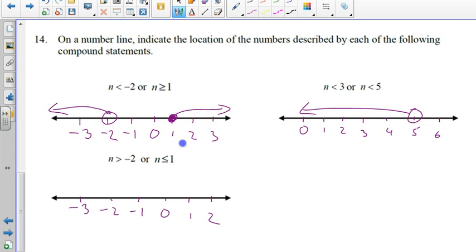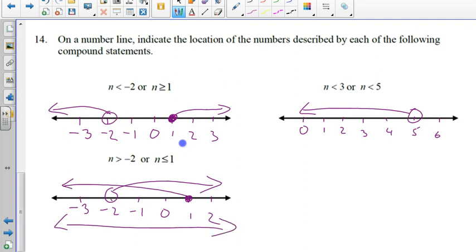Any number possible. It's 2 circles and then they intersect. Half black and half white. Underneath. So what is it really? It's just everything possible. There are no numbers that are neither greater than negative 2 nor less than or equal. Wow, use of the words neither nor.